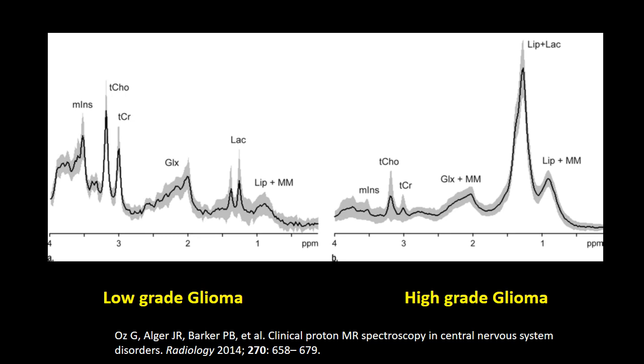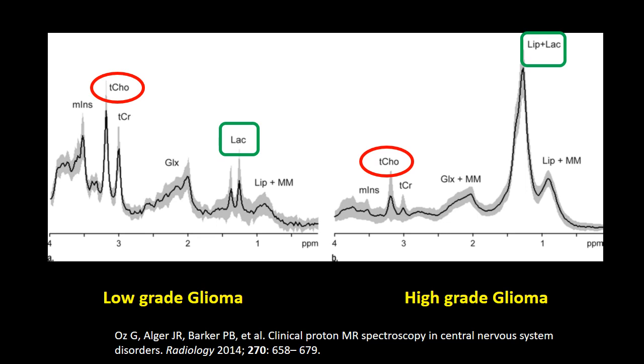Here we have two different spectra. The first one obtained from a low-grade glioma, the second one obtained from a high-grade glioma. We can see in both the cases there is an elevated choline to creatine ratio with a nearly absent NAA. Both the cases show a lipid lactate peak.